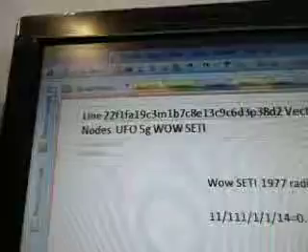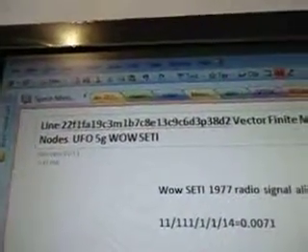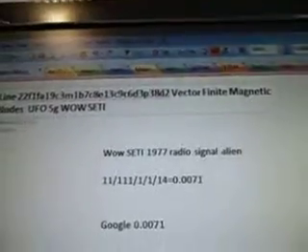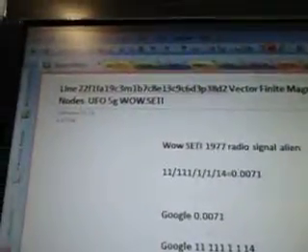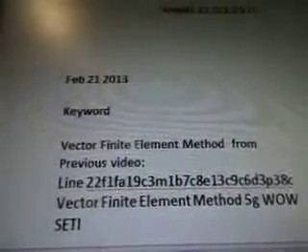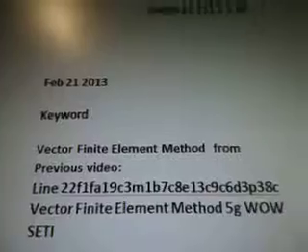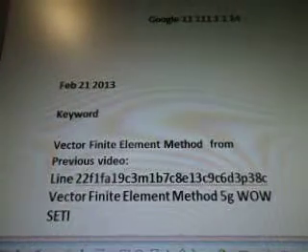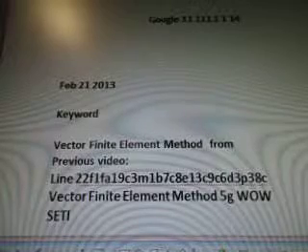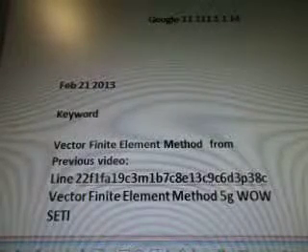284C3M1b7C8E13C9C6D3p38d2. This is line 22f1fa19c3m1b7c8E13c9c6d3p38d2, vector finite magnetic nodes, UFO, 5G, Wow Seti. Here's our alien radio signal, and my dad has moved over this way, so I gotta go like that. Okay, so this is a magnetic field nodes, vectors for UFO spaceship and elevator design from the WOW data.